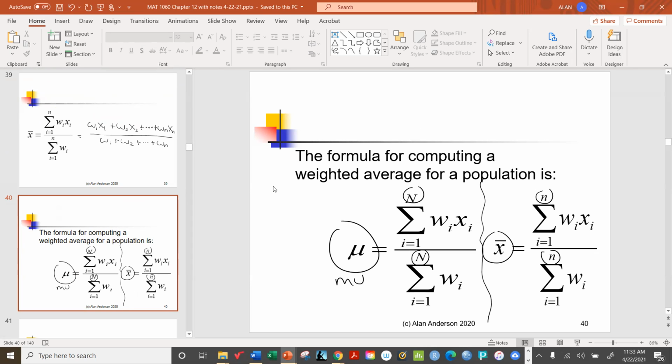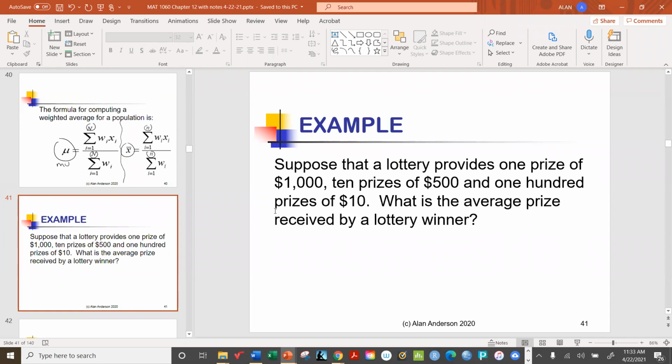And we also know the weights are basically frequencies. How often does this element occur in my sample? That's really what the weights are capturing. And we saw this lottery example where we had a single prize of $1,000, 10 prizes of $500 each, and finally 100 prizes of $10. And we wanted to know the average prize received by a lottery winner.